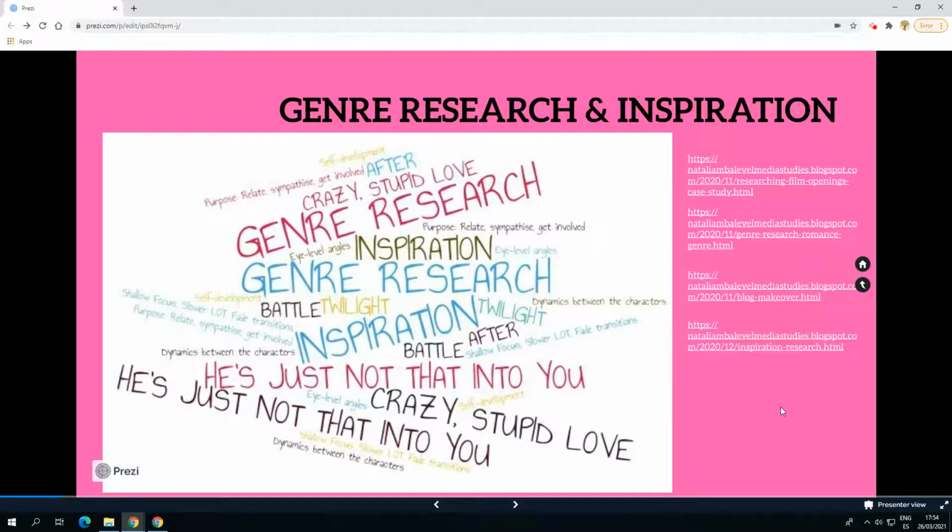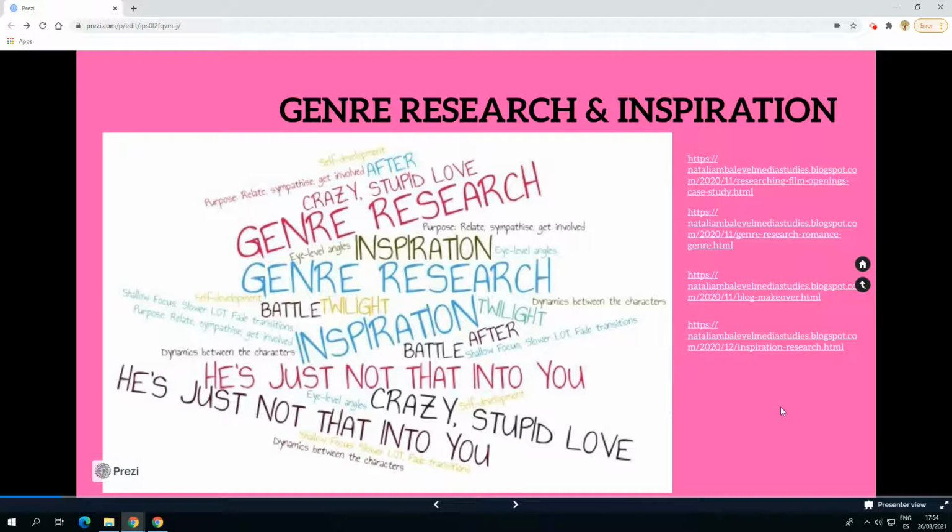So, for the genre research and inspiration, I found that the purpose of romance was to relate and to sympathize with the characters and to understand the dynamics of human relationships. So, this is what the audience purpose is ultimately when watching a romance film. The costumes that they use in terms of the mise en scène are usually quite normal, not eccentric, although they have a lot of significance and they say a lot about the characters.